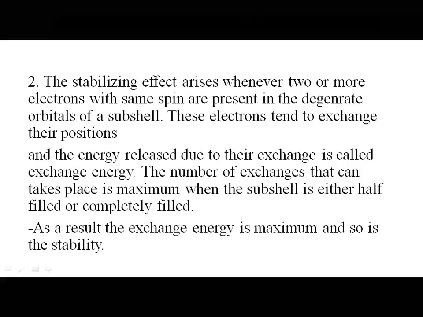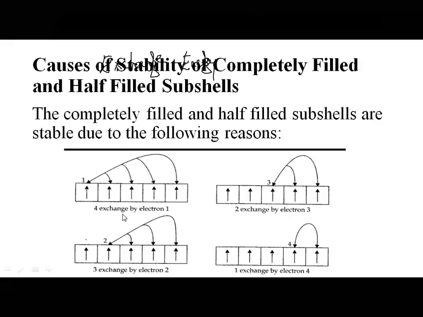The second point is the exchange energy. Now, what do we mean by exchange energy? See, when there is symmetry, that is when the electrons are half filled or completely filled, they can exchange their positions. Can you see this electron can go here, here, here. That means it can replace that electron at this place. Similarly here, the second electron can move here, here, here.